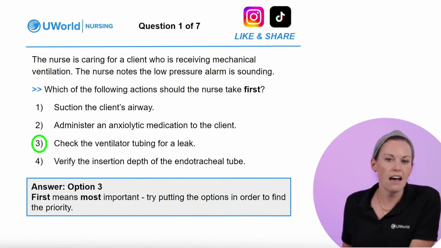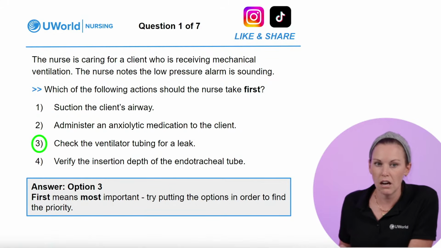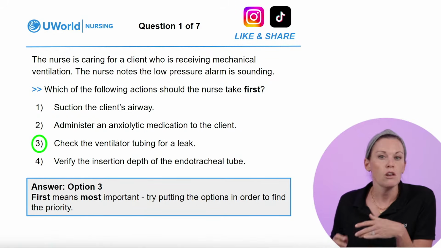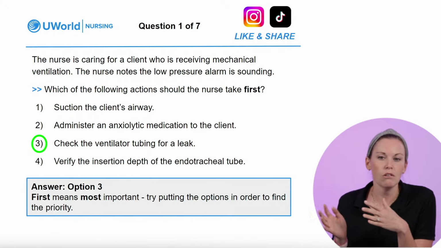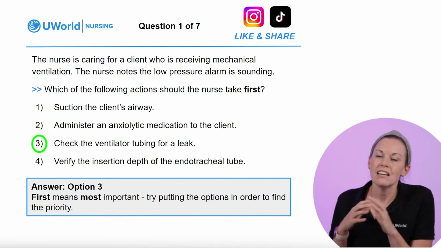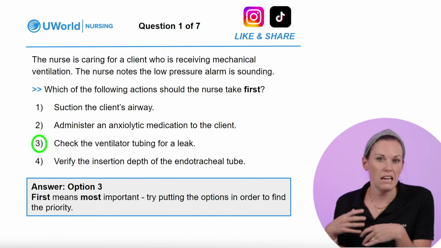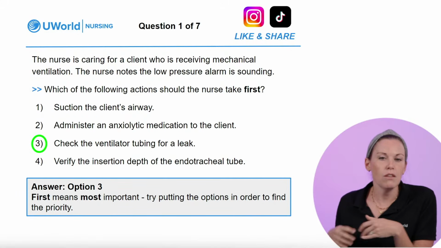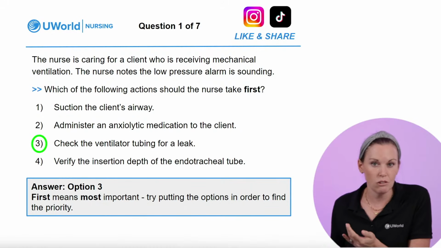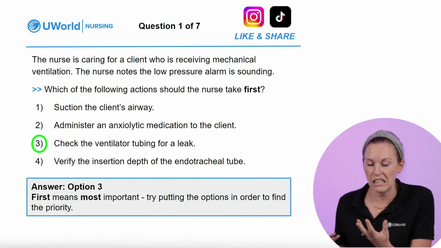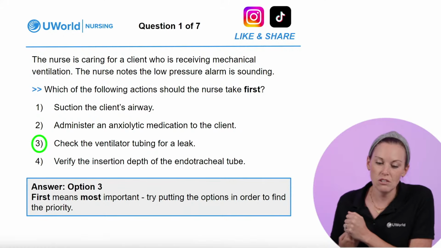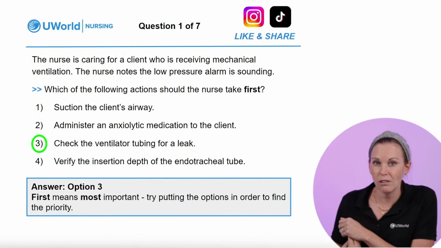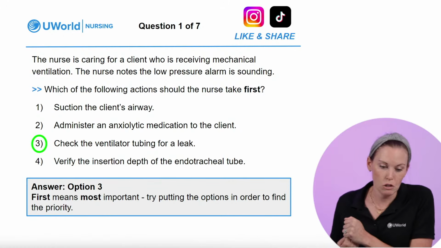So whenever we have a low pressure alarm sounding on mechanical ventilation, in general, when you see mechanical ventilation, think of machine, tubing. So this is our client that's going to be intubated on a ventilator. So the first thing we're going to do is check the tubing for a leak. We're going to make sure everything is secure. So again, that is usually one of the main culprits of that low pressure alarm. We're going to check the tubing.